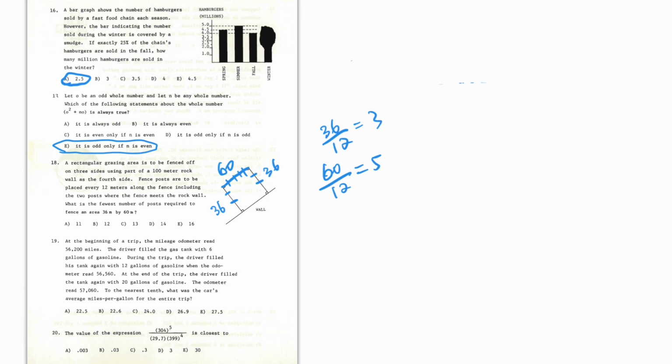So the total posts along the top is 6. That means the length has 6. The side here has 6. Each side has 3. So that's a total of 12 posts. Therefore, the answer is B.